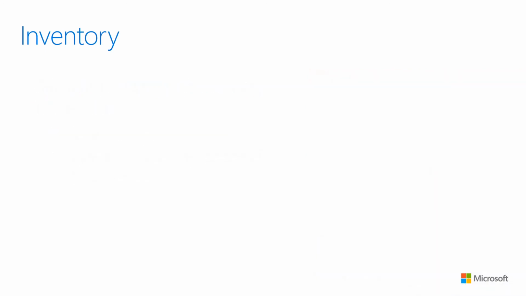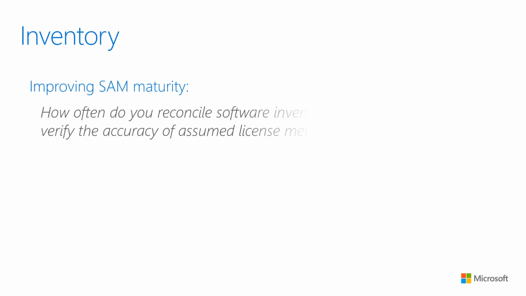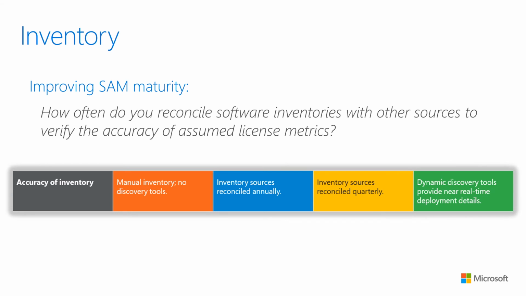And as we look to assess and improve SAM maturity, there is a SOM competency here as well, with the question: how often do you reconcile software inventories with other sources to verify the accuracy of assumed license metrics? And as organisations mature in this competency, you can see that they move from doing everything manually with no inventory tools to an annual check of the inventory at the standardised level, a quarterly one at the rationalised level, and then there will be dynamic discovery tools providing near real-time deployment details at the dynamic level.